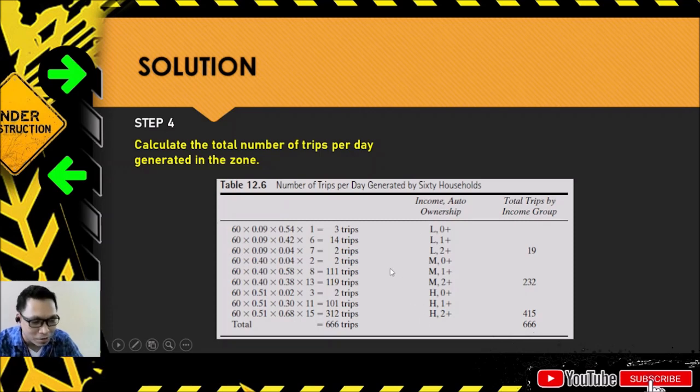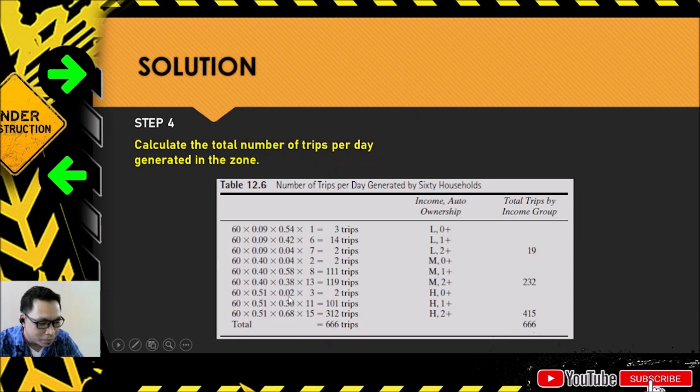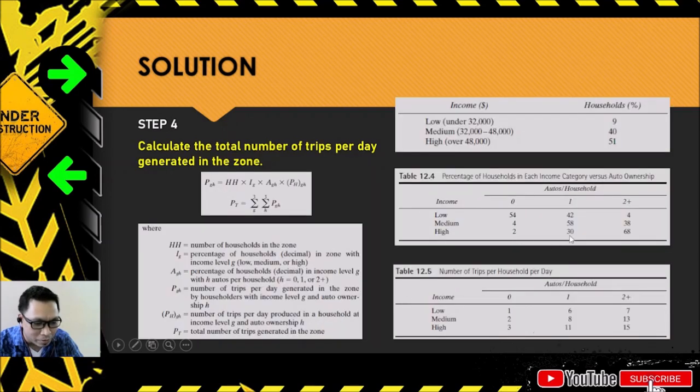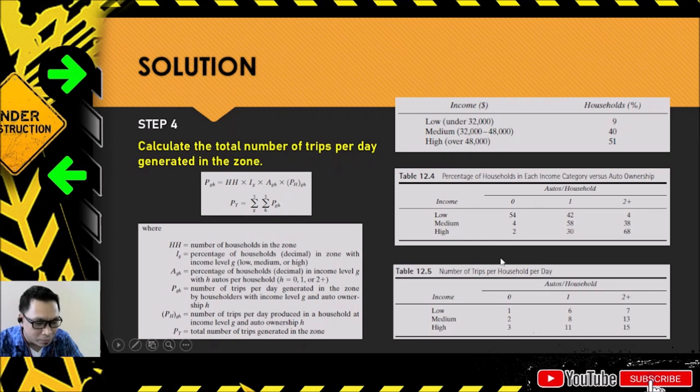What we now call cross classification is because you are using different independent parameters. You merge them, mixing them together, and cross match them. Next is the 0.51. Where does this 0.51 come from? The 0.51 comes from the number of households, which is 51%, here in high income. So 0.51, then 0.02, 0.30, and 0.68. Then we have the number of trips generated: 3, 11, and 15.